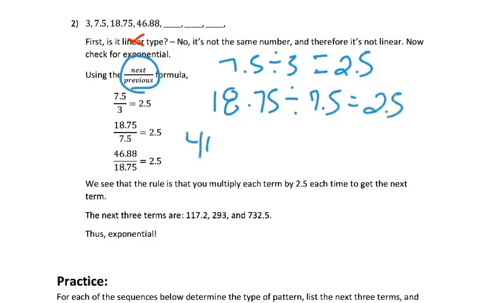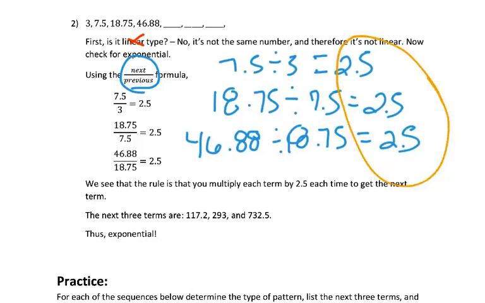And then we did 46.88, and you're probably thinking that doesn't work, but it does, 18.75. And that also gave us 2.5. So because we got the same number by dividing, this is exponential. And so if we want to find the next 3 terms in the sequence, we would need to multiply each term by 2.5. So whatever number they have in common, that's what we're multiplying by.